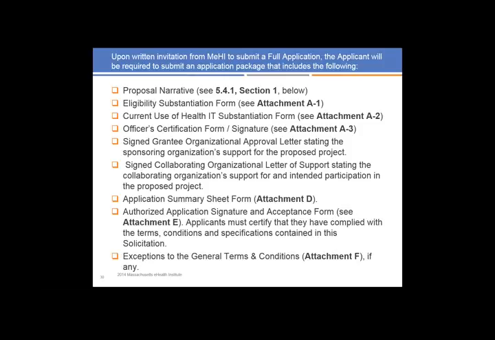Upon written invitation from MeHI to submit a full application, the applicant will be required to submit an application package that includes the following. We've got a proposal narrative. We'll go through in more detail on the next slide. Eligibility substantiation form, current use of health IT form, officer certification form, signed grantee organizational letter of approval stating that they're open to sponsoring this project. Similarly, from each collaborating organization, a letter of support from each of them. Applicant summary sheet form, authorized applicant signature and acceptance form, and exceptions to the general terms and conditions of the contract in attachment F.